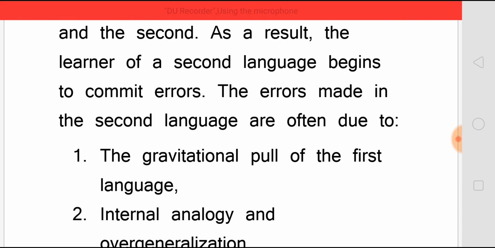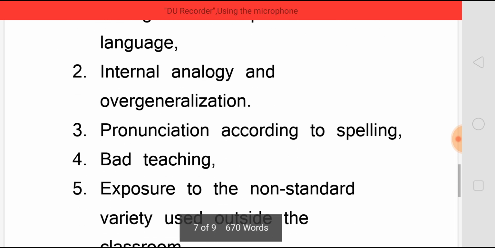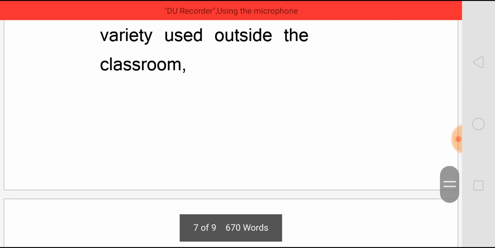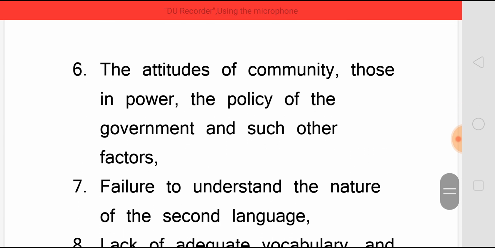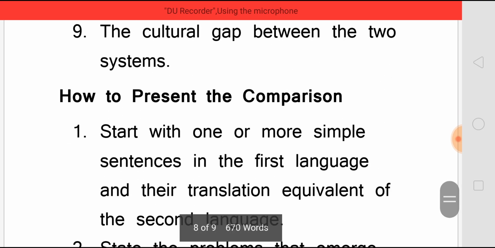The errors made in the second language are often due to the gravitational pull of the first language, internal analogy and overgeneralization, pronunciation according to spelling, bad teaching, exposure to the non-standard variety used outside the classroom, the attitudes of the community, those in power, the policy of the government and such other factors, failure to understand the nature of the second language, lack of adequate vocabulary and the cultural gap between the two systems.